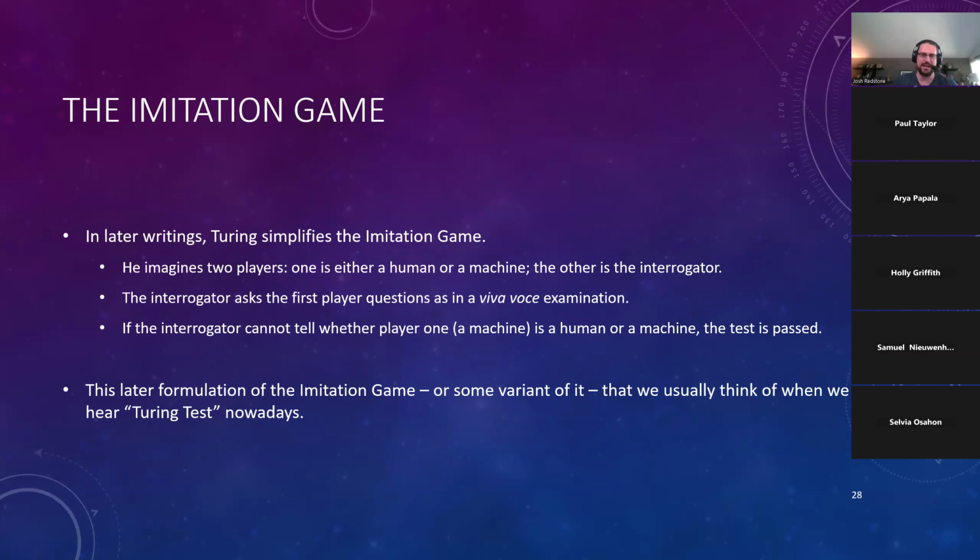Later on is when we actually get the simplified version of the Turing test that most people are familiar with today, where there are only two players. There's the interrogator, and then there is, well, we'll just call it player one, who could be a human or it could be a machine. And the interrogator asks questions of the player in the style of a viva voce examination. That's Latin for in living voice.